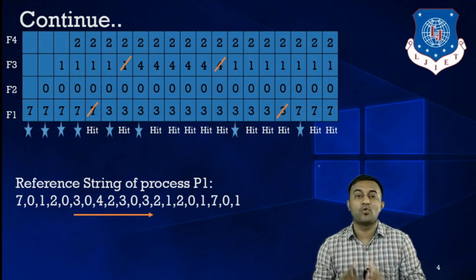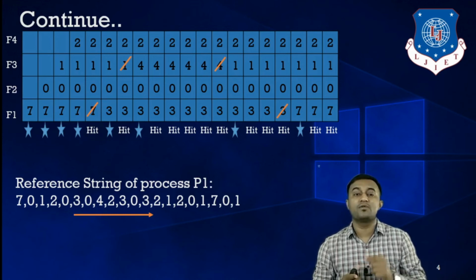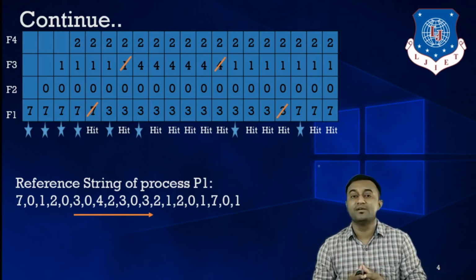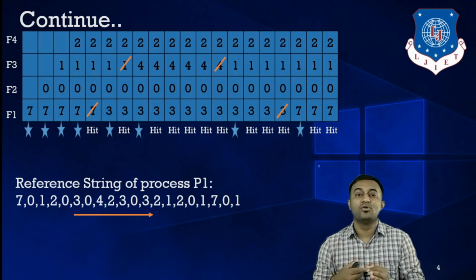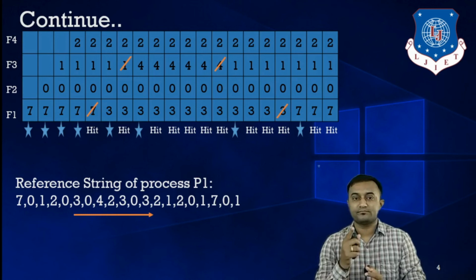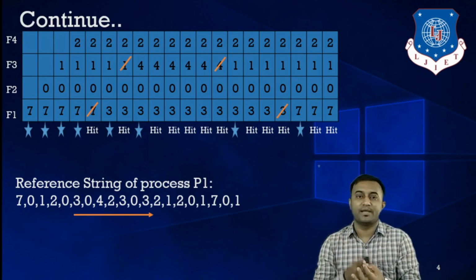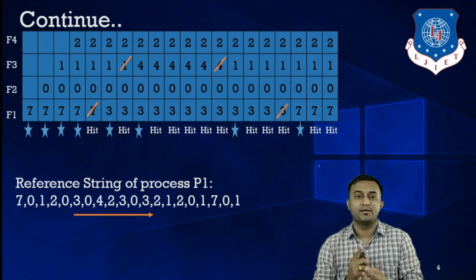Then page number 1. Page number 1 is not there. You can see 2, 4, 0, 3 we have, but 1 is not there in main memory. So in this case again we need to execute the optimal page replacement algorithm. So we need to find out the page which we can replace with the existing page. So page number 1 would be replaced with page number 4. Why? Let us see.